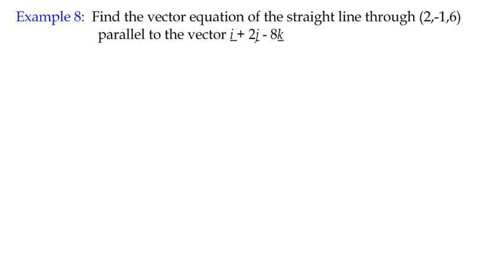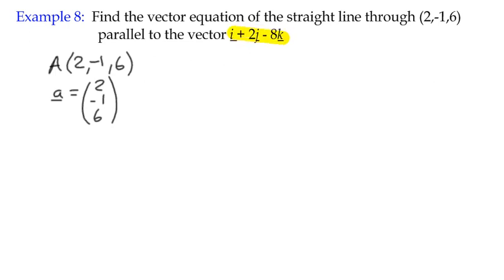So what we're saying here is that we have some kind of point A, which we're going to nominate as 2, negative 1, 6. In other words, A here is 2, the position vector A is 2, negative 1, 6. And we're told that we've got a vector which is parallel to our given line. That's going to be vector D, the direction vector, which is 1, 2, and negative 8. So remember that our vector D here, we actually call it the direction vector.